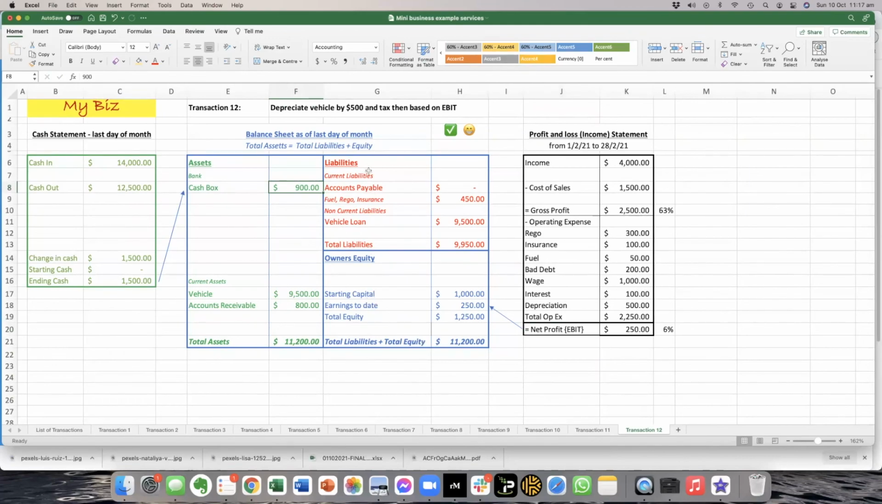Remember, the business liabilities is what the business owes to other people. The assets is what the business owns, the things or stuff that it's got. So the business has got total equity of $1,250. So that's what it owes you. Now, you took $500 out previously, but there's still probably some other money that you could take out there as well.